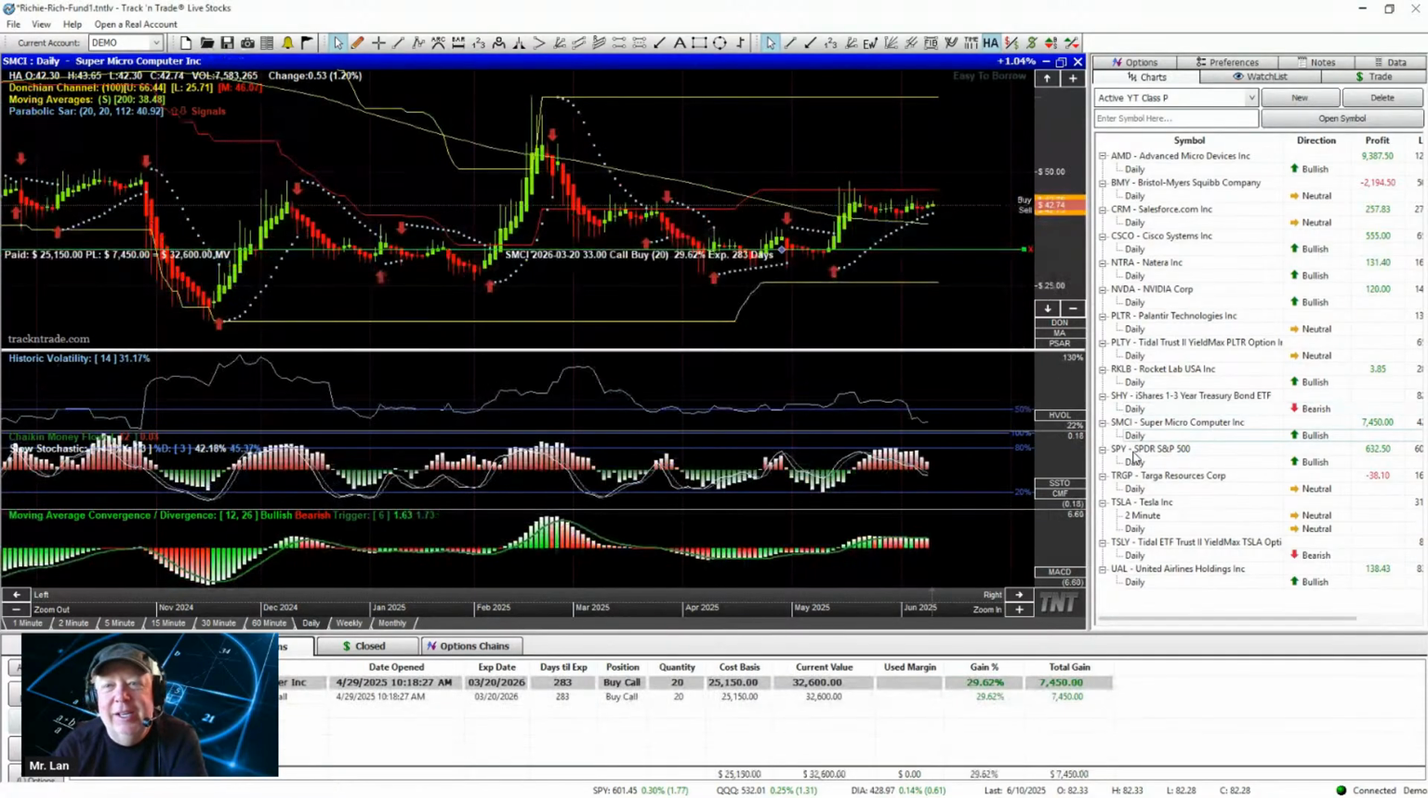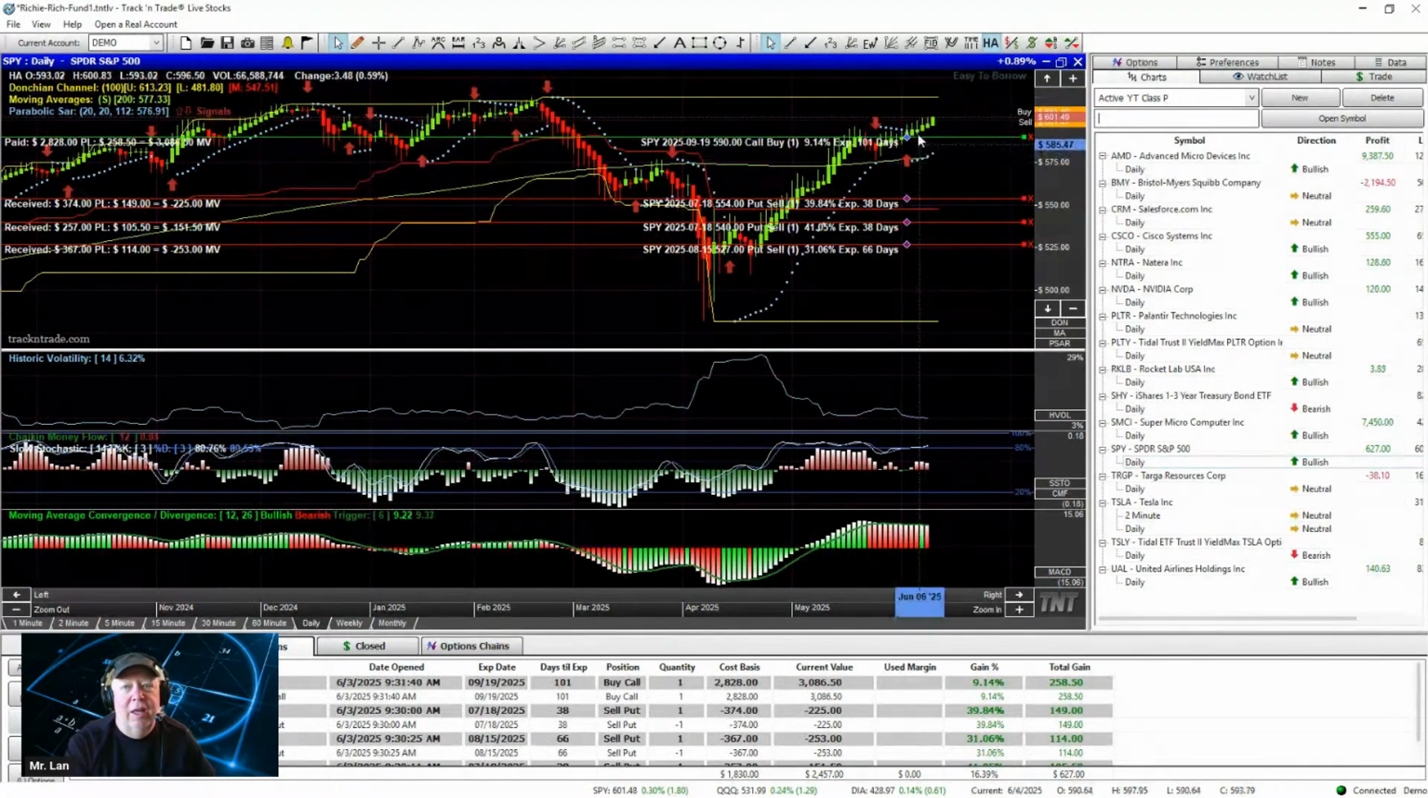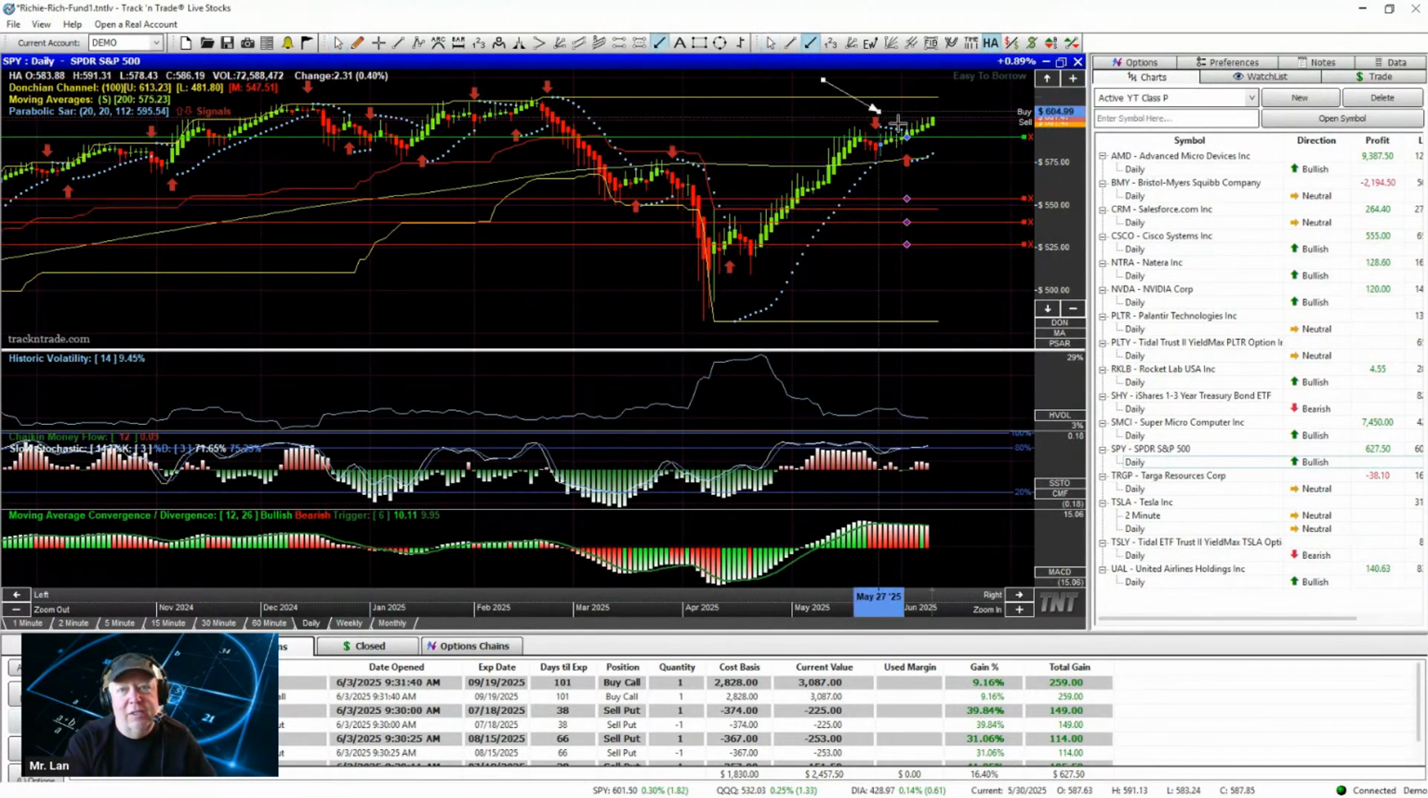All right, let's go down to the next one. Let me go back to SHY real quick. This is saying that we've got more downside potential on the bonds, right? So this is a nice little Fibonacci projection to the downside. We expect a little bit more downside. So if that's the case, we're going to anticipate SPY, which is the S&P 500, in an uptrend. All right, and it is. There it is. So we've got a nice little uptrend right there.